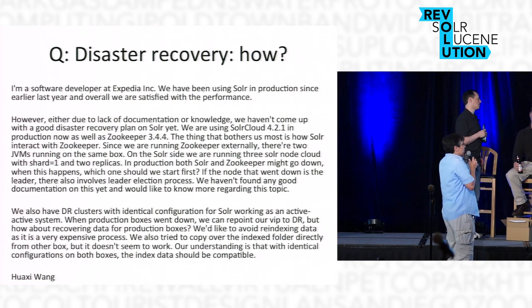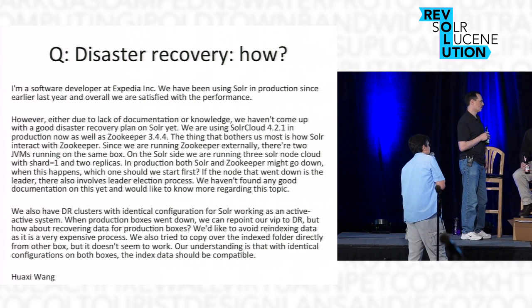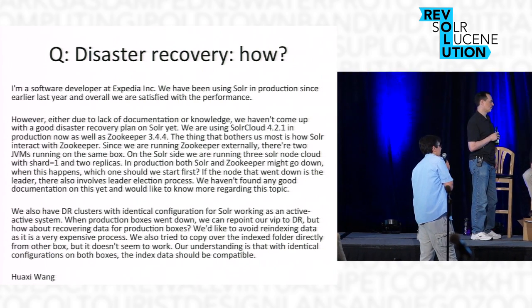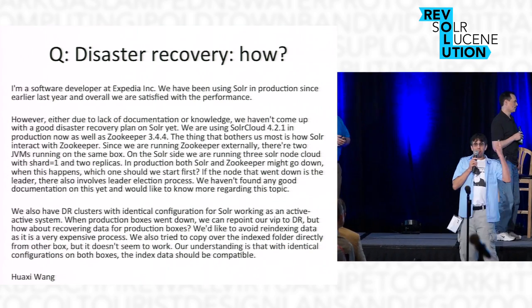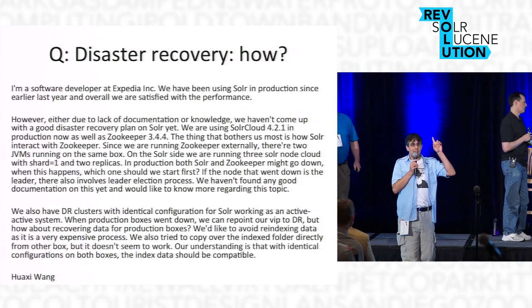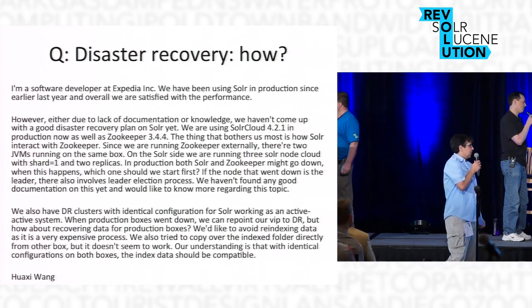All right. So when the production boxes went down, we can point at disaster recovery, but how about recovering data for production boxes? Avoid reindexing data. Identical configurations. Index should be compatible. All right, so I'm going to answer these in reverse order because I remember the last part of the question. I have already forgotten the first part of the question. So as long as you're running the same versions of Solr, then yes, the index format is compatible because that's the only way Solr can read the index, is that it knows the right format. And if you're running 2 versions of Solr, it doesn't matter that it's from a different piece of physical hardware.